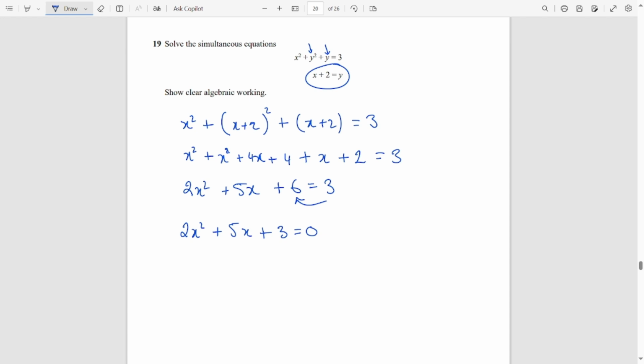Now I need to solve this for x, and they've actually said show clear algebraic working, which means that we should not just use our calculator to solve. We're probably going to lose a mark if we do that.